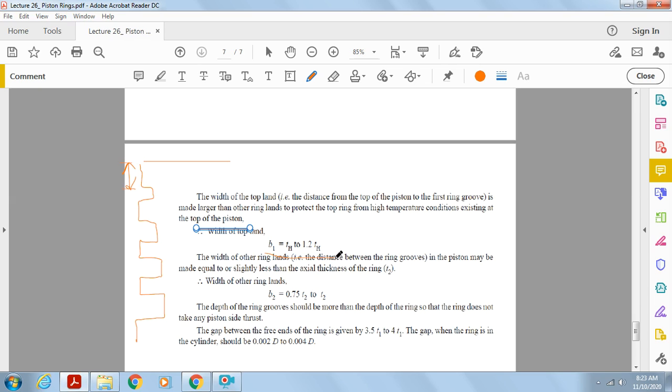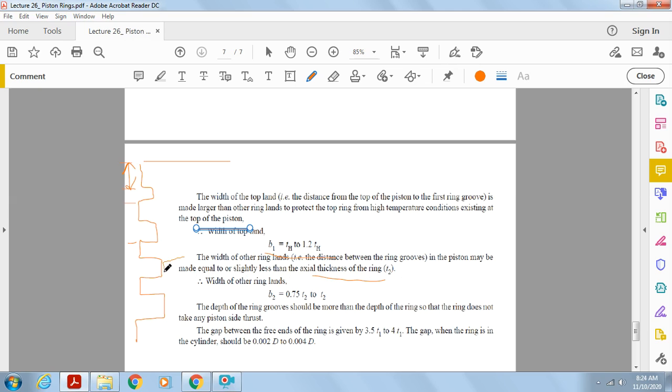The length of B1 should be TH to 1.2 TH, where TH, as you know, is the head thickness. So B1 shall be TH to 1.2 TH. The width of the other ring lands, that is the distance between the ring grooves, like this, may be made equal to or slightly less than the axial thickness of the ring.